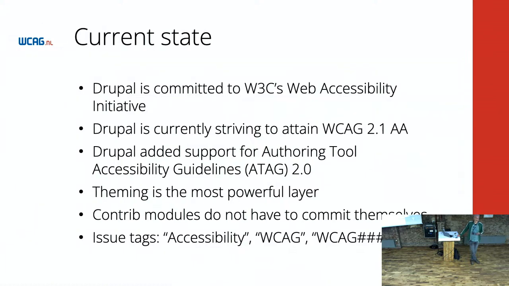Of course, theming is your most powerful layer, but it can be hard to override all your templates, so it's nice if Drupal has a good default. Contrib modules do not have to commit themselves, so your mileage may vary. Pick your contrib modules carefully. Another nice thing is in the issue queue, you can have tags, and they can have the accessibility tag or the WCAG tag, and even with a specific guideline. So then it's WCAG 4.1.2, for example, which is about name, role, value.